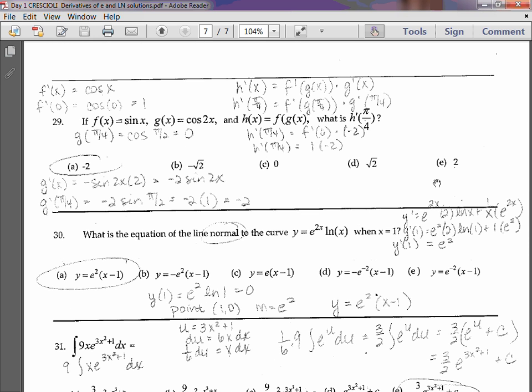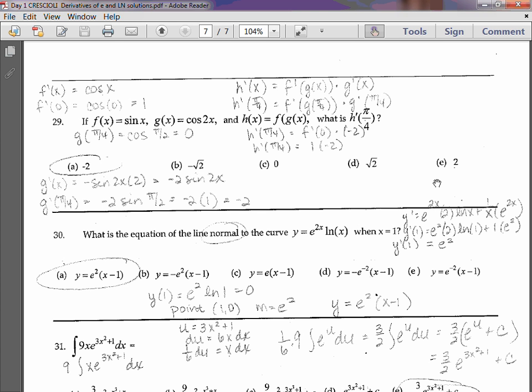Alright, so 29 says if f of x equals sine x, g of x equals cosine 2x, and h of x is the composition f of g of x, what is h prime of pi over 4? Okay, so do my derivative of the composition. Remember, we do the derivative of the outside. The inside stays, then chain rule, derivative of the inside. So we see f prime, inside stays, g of x, times derivative of the inside, so g prime of x. Does that make sense there?